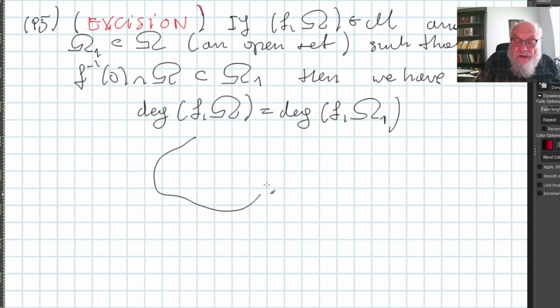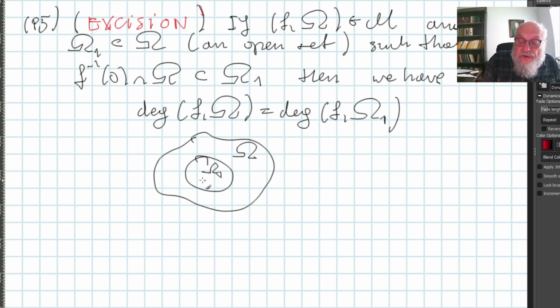So again, in the picture we have omega, and then we have a smaller omega 1. All the solutions are inside omega 1, not in between these two sets. Then we have this equality. That means simply that you can change the size of omega and the degree does not change. And then next is P6.